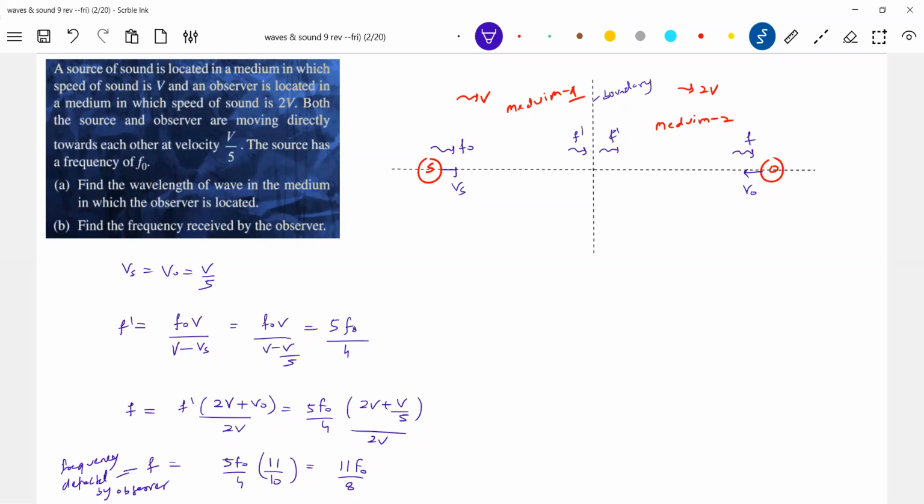Yeah, this one. Okay, I'll do one thing. Lambda is equal to V relative by F. V relative is what? 2V plus V naught. And F is how much? V naught is how much? V by 5. So 8V by 5F naught. Yeah.